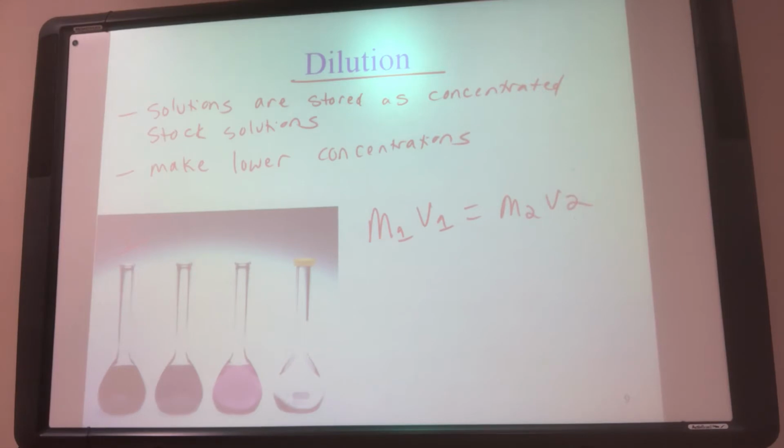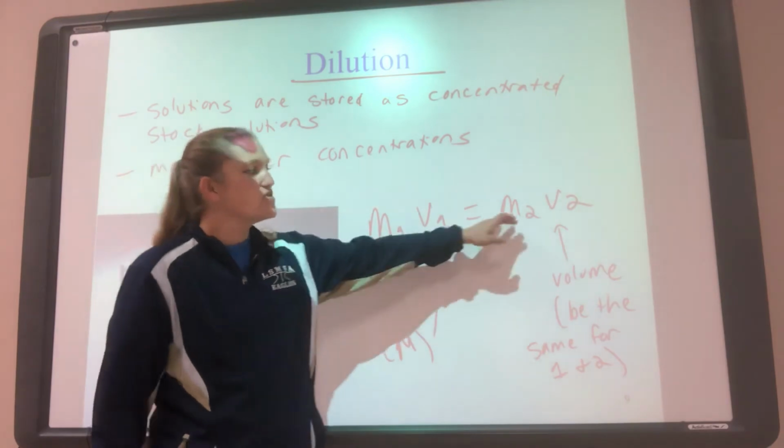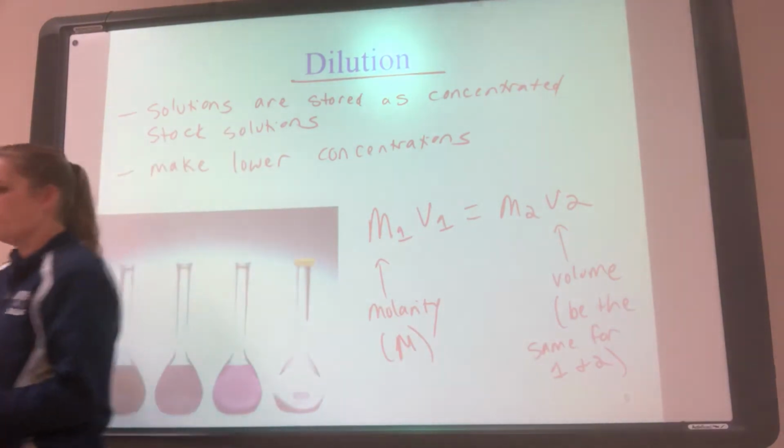Okay, so this is my dilution equation right here. So my M is my molarity. My V is my volume. Remember, molarity is in big M units. The volume just has to be the same for the 1 and the 2. Okay? So as long as the volumes are the same for the 1 and 2, they'll cancel out. Alright? And it doesn't matter what you make 1 and 2. Usually 1 is the more concentrated, 2 is the dilute one, what we're trying to get to.